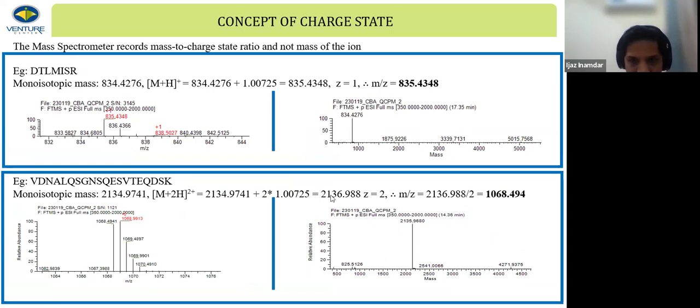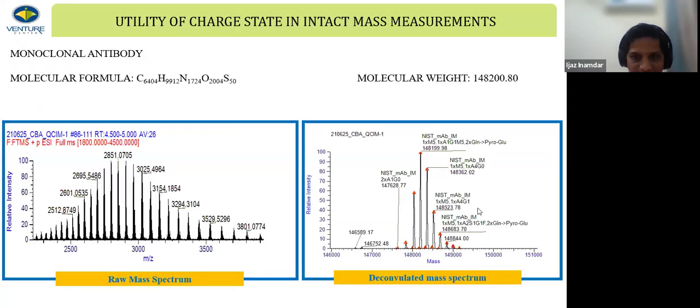You see, my mass was 2136. I divided by the number of protons attached to it, and the mass directly became half. From 2136, it became half. So in this case, assume this is the mass, 148200. If this is the mass and there are 45 protons attached to it, then it will get reduced by 45 times. And then it will fall into my scanning range, and then you will get this kind of stuff.